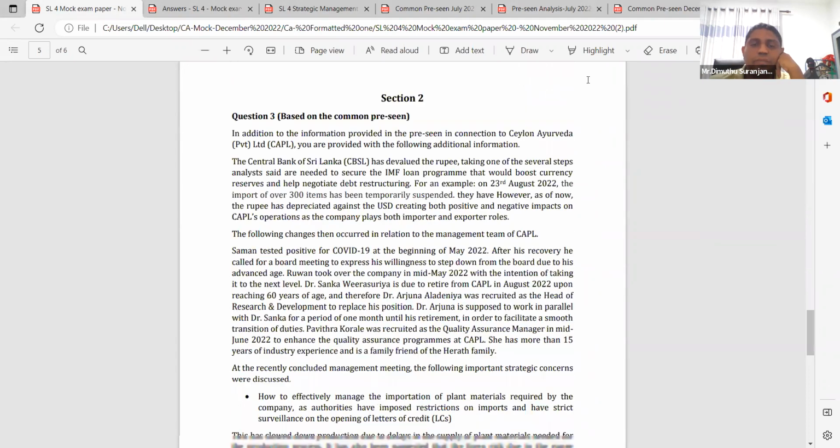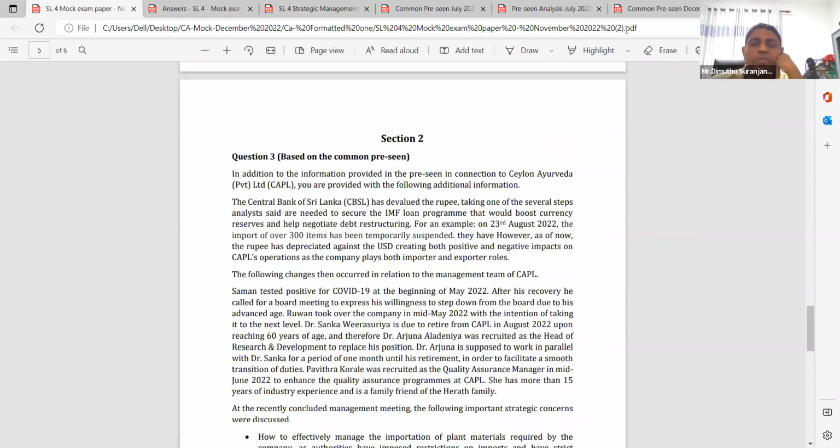In addition to the information provided in the pre-seen in connection to Ceylon Ayurveda Private Limited, you are provided with the following additional information. The Central Bank of Sri Lanka has devalued the rupee, taking one of several steps that are needed to secure the IMF loan program that would boost currency reserves and help negotiate debt restructuring. For example, on 23rd August 2022, the import of over 300 items has been temporarily suspended.